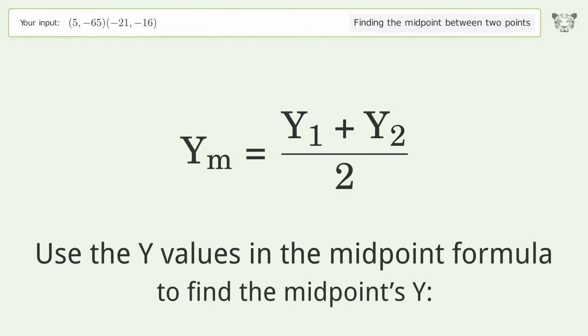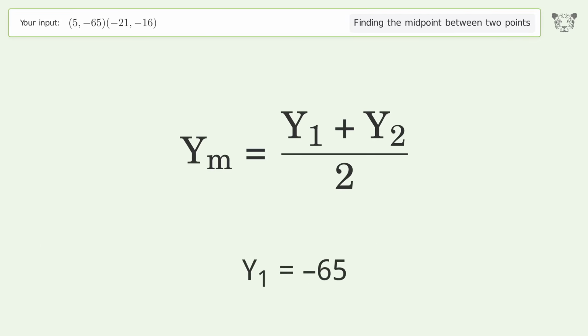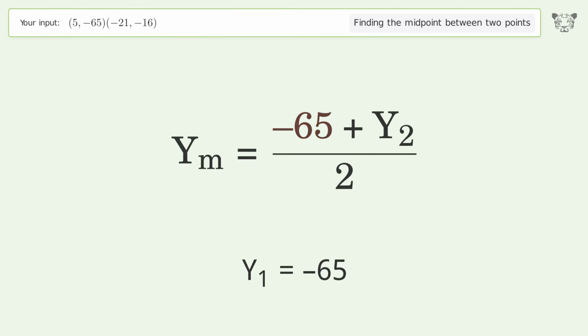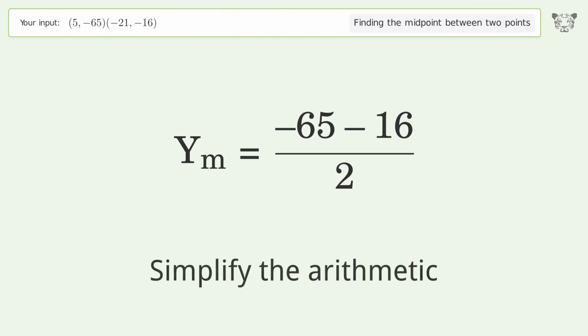Use the y values in the midpoint formula to find the midpoints y. y1 equals -65. y2 equals -16. Simplify the arithmetic.